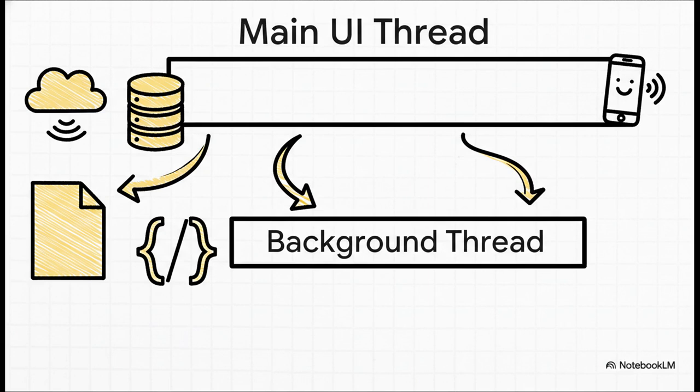So what kind of tasks are we talking about here? Well, it's pretty much anything that you can't guarantee will finish instantly. Making a network request, talking to a database, reading a big file from disk, or chewing through a huge chunk of JSON data. All of these must be moved to a background thread. Period. No exceptions. It's the only way to keep your UI alive and responsive.